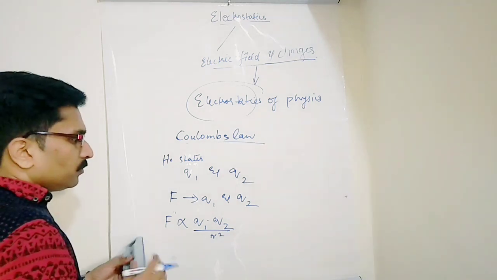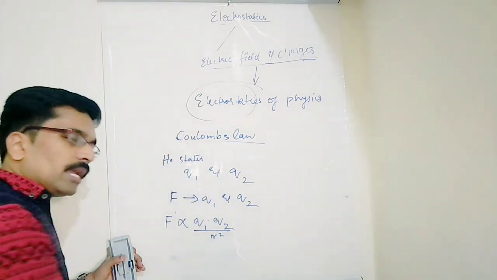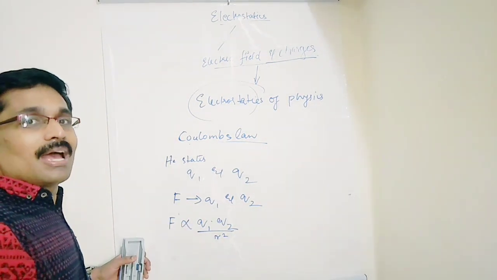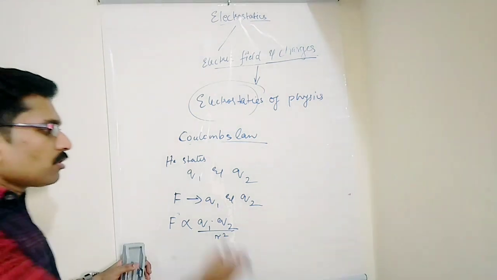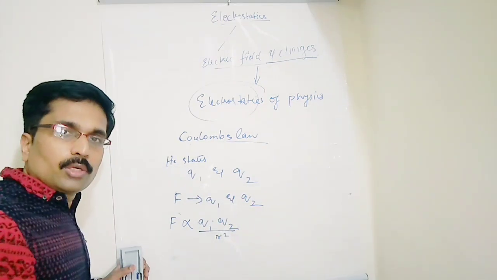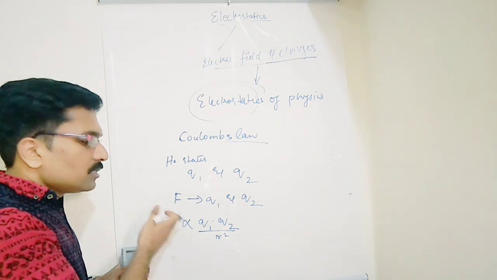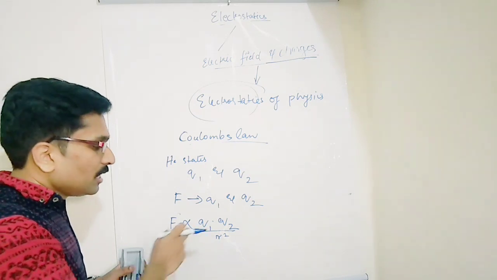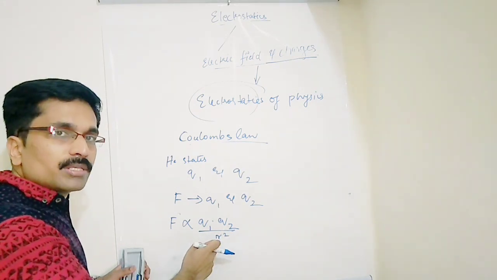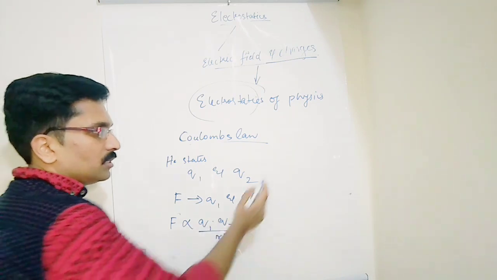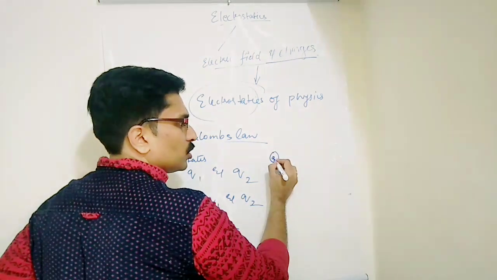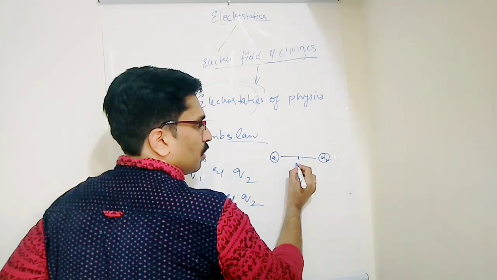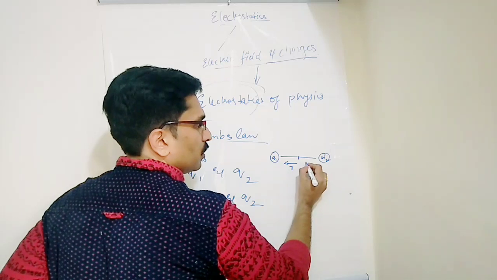Once again, Coulomb's law states that like charges repel and unlike charges attract each other, and the force of attraction between the two charges q1 and q2 is directly proportional to the product of their charges and inversely proportional to the square of the distance between them. That means if we take a charge q1 over here and a charge q2 over here, this is the force of attraction, and this is the distance between them.